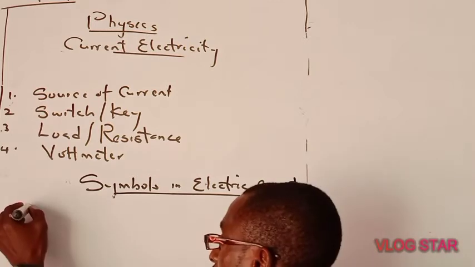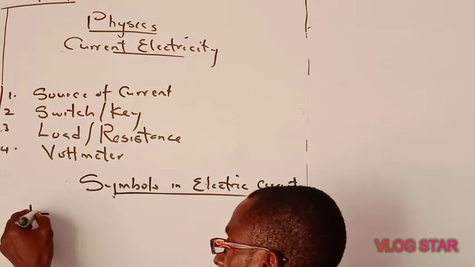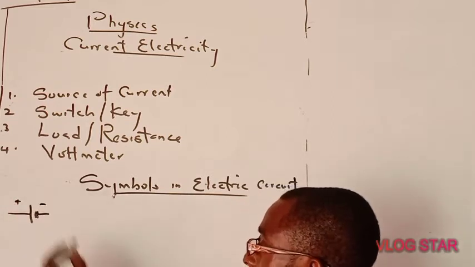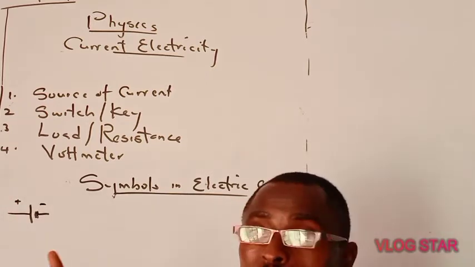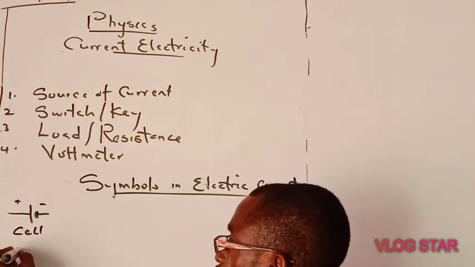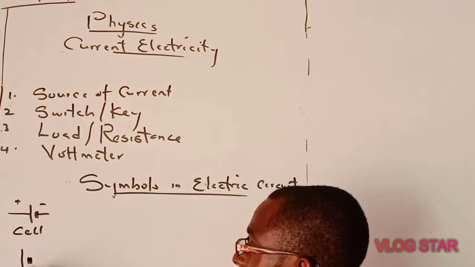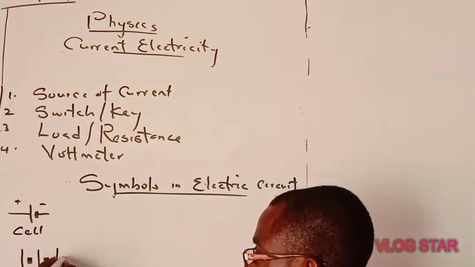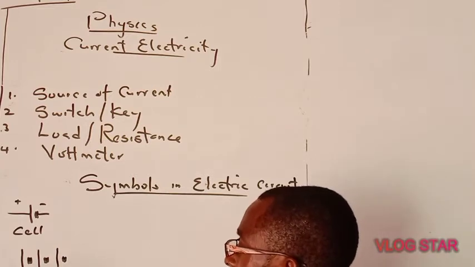When you have this, this is thicker, this is plus, the longer one is plus, minus. This is just what you call your cell. But when you now have this one, 2 or more, this is 2, this is 3, this is what we now call battery.